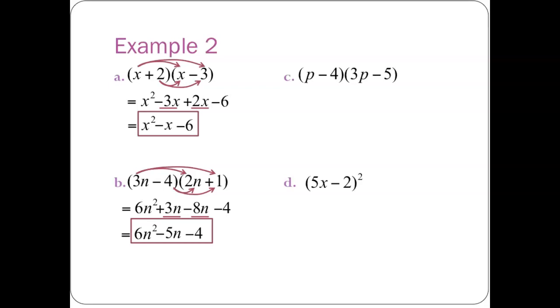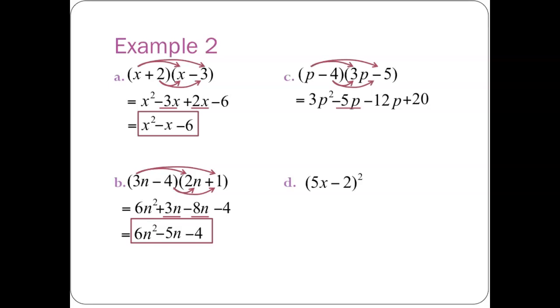All right, the next one, we have p minus 4 times 3p minus 5. So we start with p times 3p, that's 3p squared. P times negative 5, that's minus 5p. Then we have negative 4 times 3p, that's negative 12p. And then we have negative 4 times negative 5, that's plus 20.